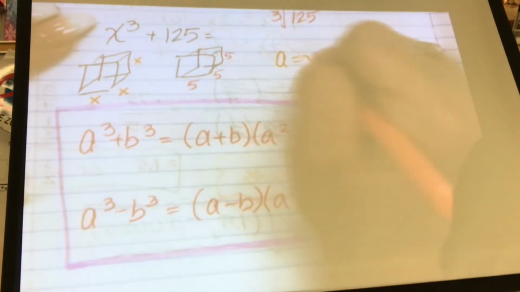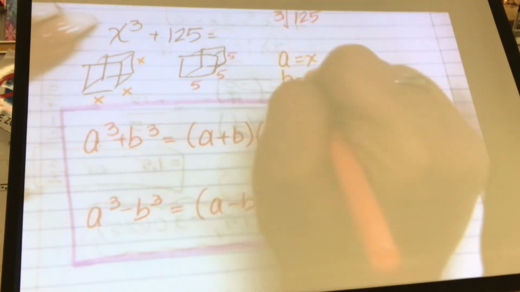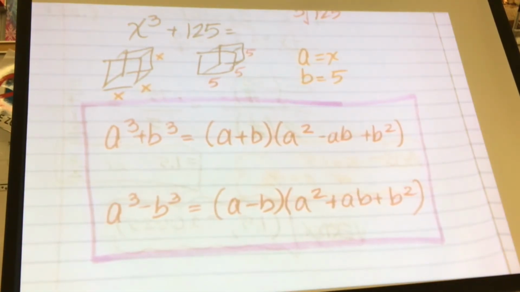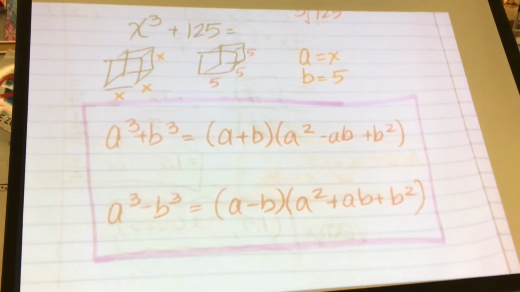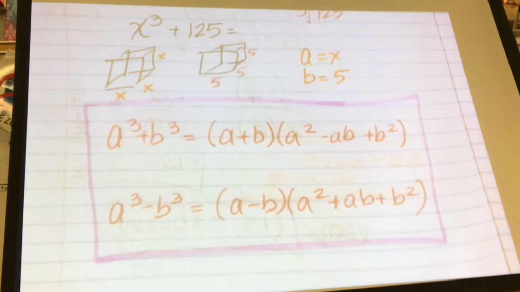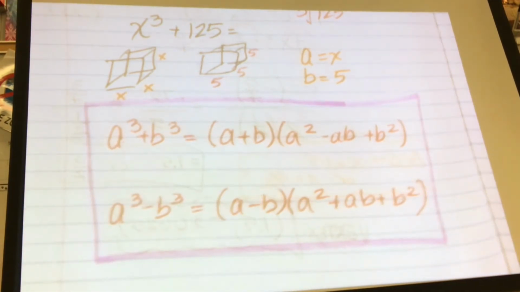A is x because x times x times x is x cubed, and B is 5. All I have to do is, everywhere I see an A, I'm going to plug in x. Everywhere I see a B, I'm going to plug in 5. That's it. Please don't make it harder than that. I'm giving you the formula. I'm just telling you what to plug in. Pretty easy? Yes or no?